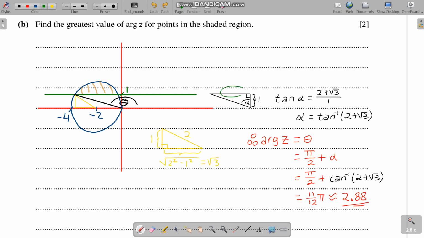Tangent equals opposite over adjacent. That's why we have tangent alpha equals 2 plus root 3, and alpha is therefore the inverse tangent. For the argument, we need to use alpha plus 90 degrees. So 90 degrees is pi over 2 plus alpha, and using a calculator in radians, we get the final answer 2.88, or you can use the exact value, 11 over 12 pi. Alright, I'll see you again next time.